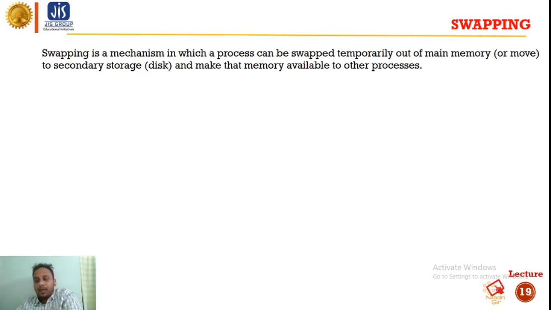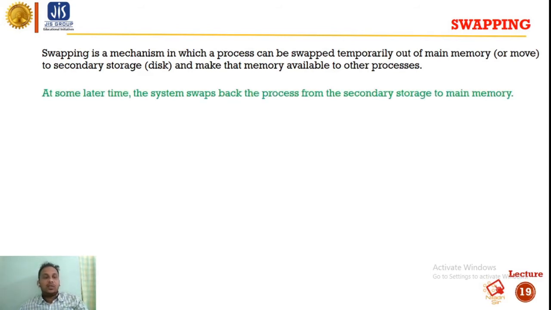Backing store is a hard disk or some other secondary storage device that should be big enough to accommodate copies of all memory images for all the users. It is also capable of offering direct access to these memory images. At some later time, the system swaps back the process from the secondary storage to the main memory. So swapping is a mechanism in which a process can be swapped temporarily out of main memory to secondary storage and make the memory available to other processes.